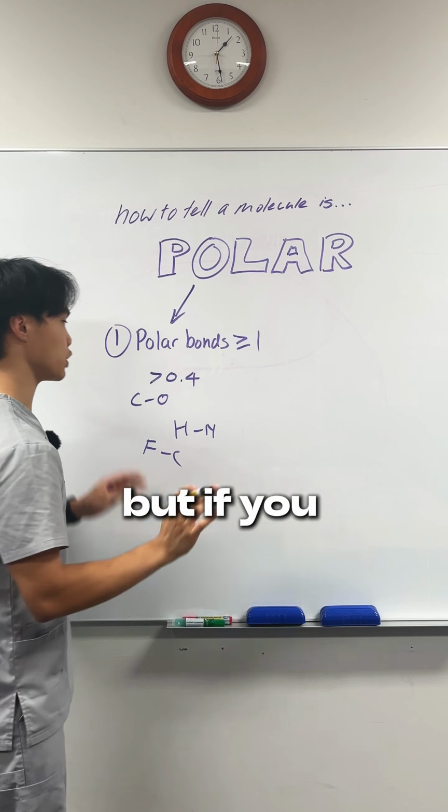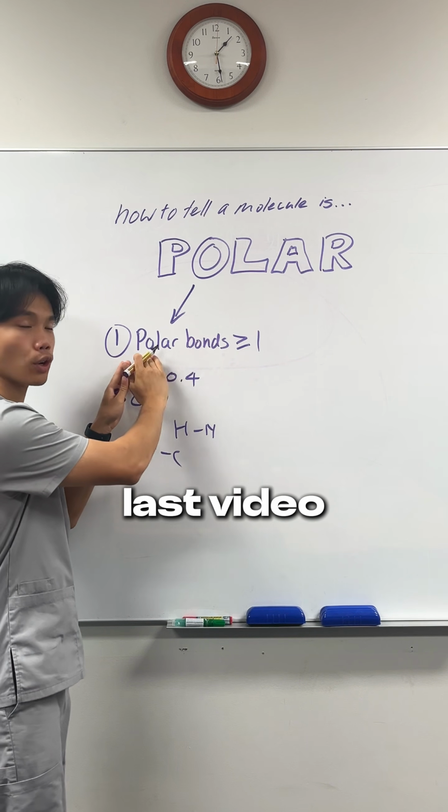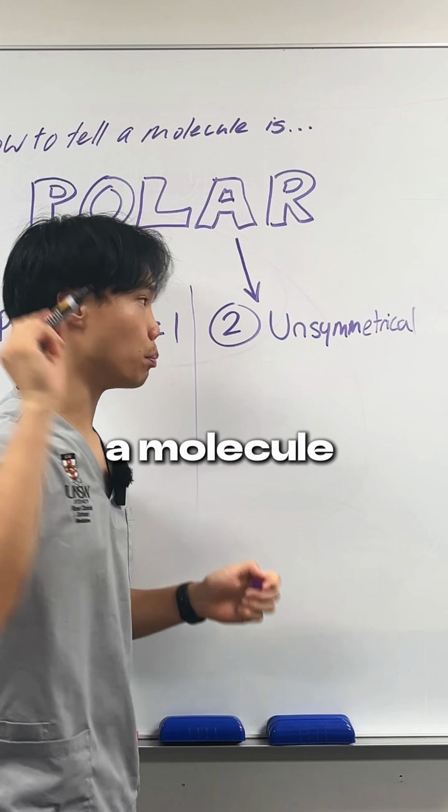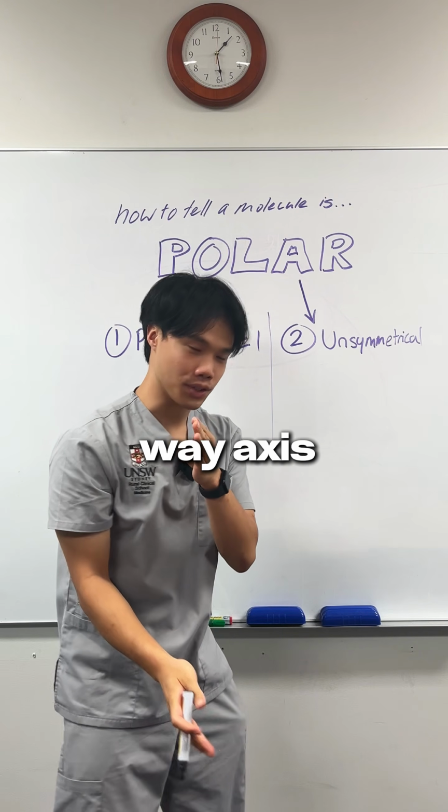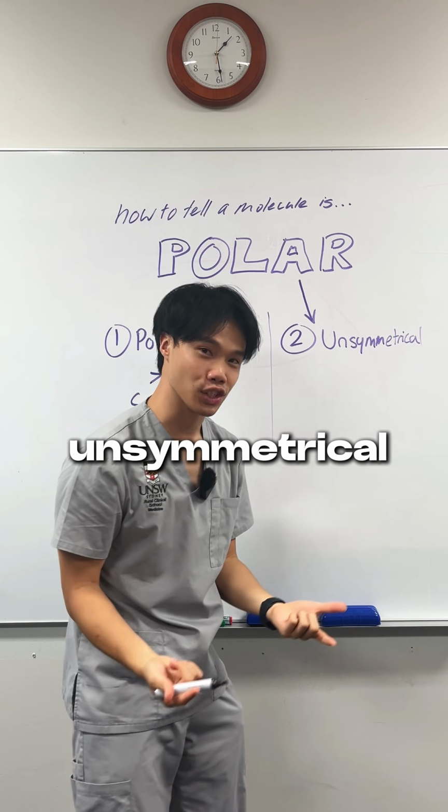There's many different polar bonds, but if you don't understand what's going on here, watch our last video on polar bonds. The second condition is that a molecule also must be unsymmetrical and not in a one-way axis. It has to be rotationally unsymmetrical.